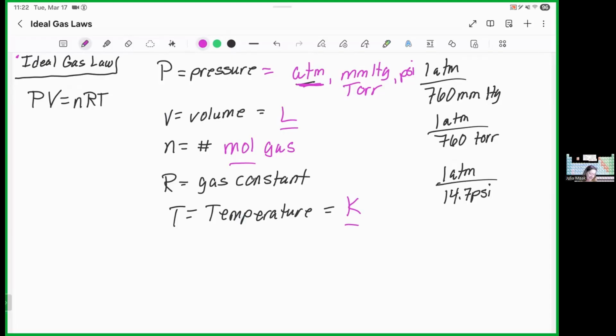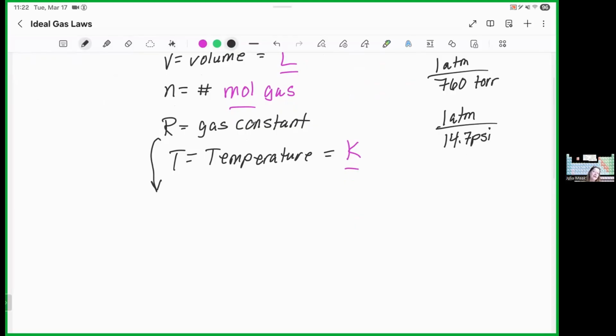So now let's talk about that gas constant. Okay, the gas constant is a constant number. It is always this number, 0.08206 ATM liters over K mole. Okay, those are its units. Those are what it is.